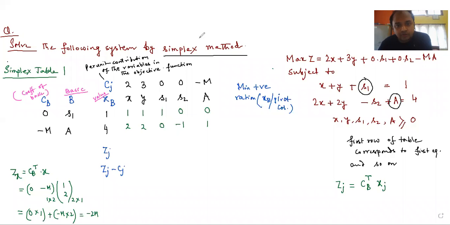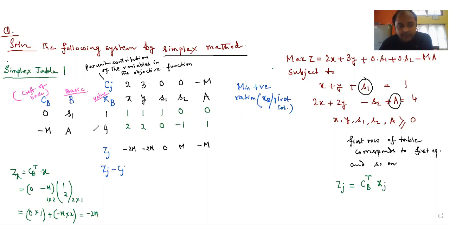Okay. So we are going to apply this for all the columns. We get 0 into 1 minus M into 2, that is minus twice M. 0 into 1 minus M into 2, that is also minus twice M. 0 into 1 minus M into 0, that is 0. 0 into 0 minus M into minus 1, that is M. 0 into 0 minus M into 1, that is minus M.